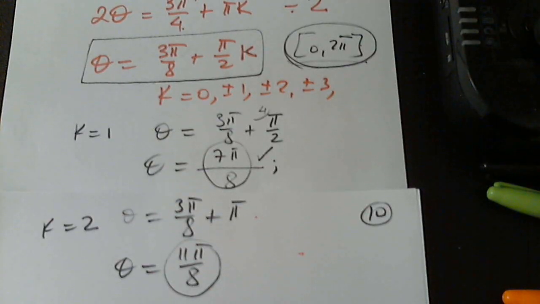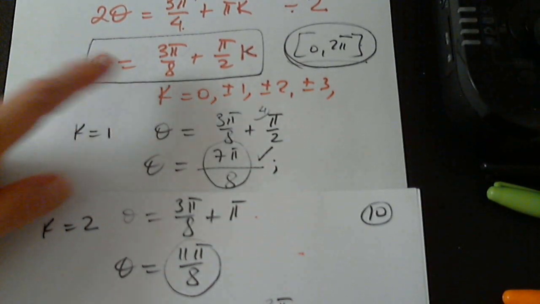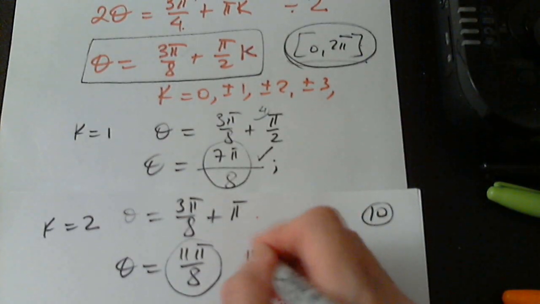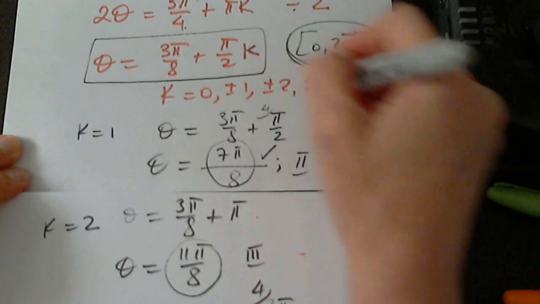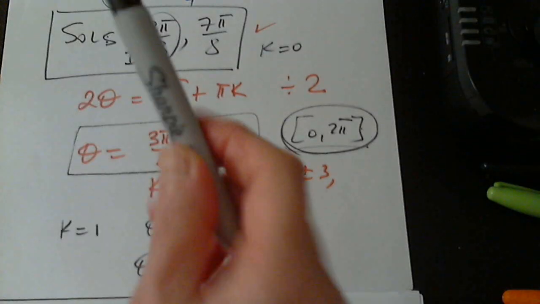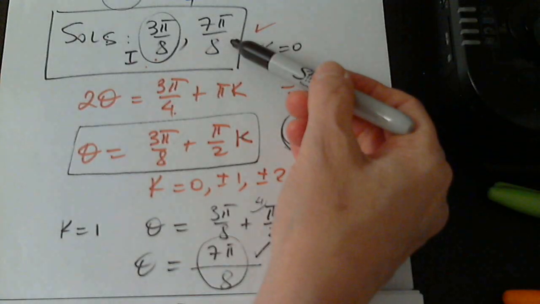K equals 3. Theta equals 3 pi over 8 plus 3 pi over 2. The least common denominator is 8. 4 times 3 is 12, plus 3, 15 pi over 8. So this 15 pi over 8 is in the fourth quadrant. This is in the third quadrant, this is in the second, and this one is in the first. So the first option has 4 different angles. Now we have to move on to the second option. I don't know how many angles the second option will have.